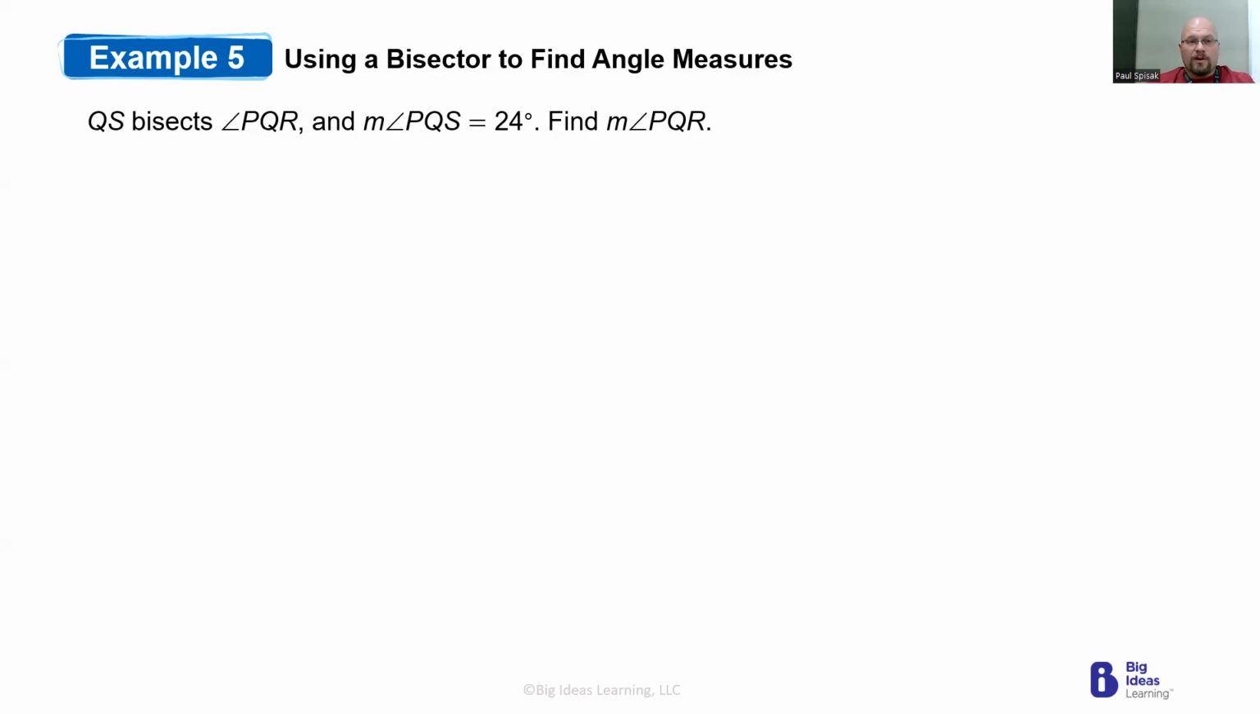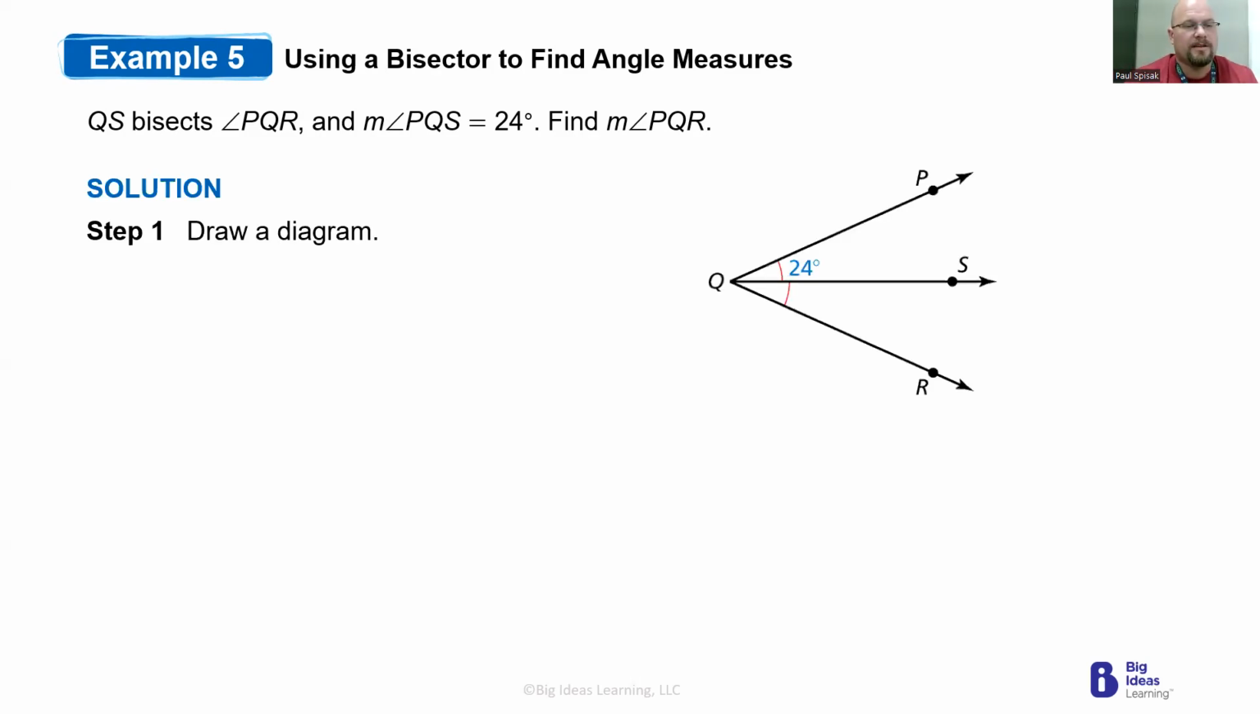Well, first thing, we don't have a diagram, so draw one. You always want to draw a picture if you're not given one. So we draw the diagram. We have angle PQR. We draw in QS as a bisector. So we now have those two pieces are congruent. We have PQS. We can label as 24.